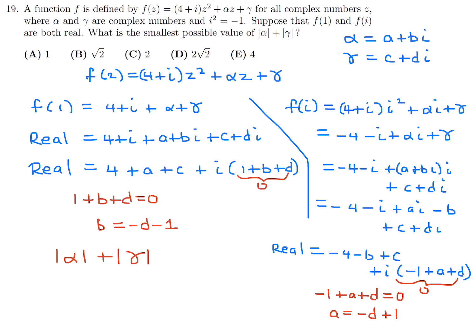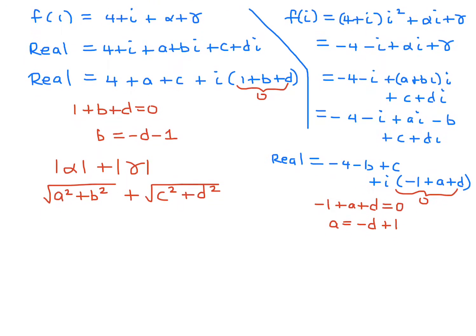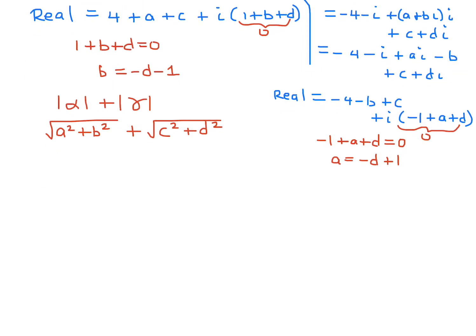And how do you figure out the magnitude of something? Well, here's alpha and gamma. The magnitude is equal to the square root of a squared plus b squared for alpha. And then for gamma, it's the square root of c squared plus d squared, like that. All right? So far, I think that was fairly straightforward. Complex numbers can be difficult, especially on math contests, but I think this one so far is not so bad.